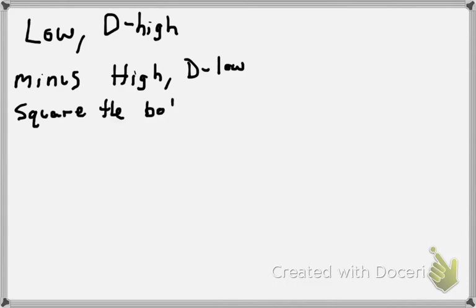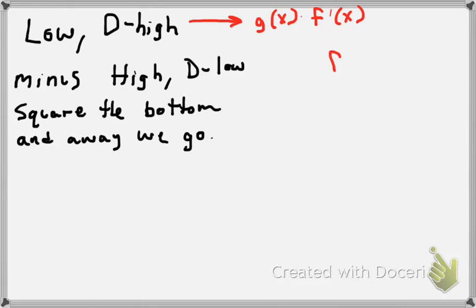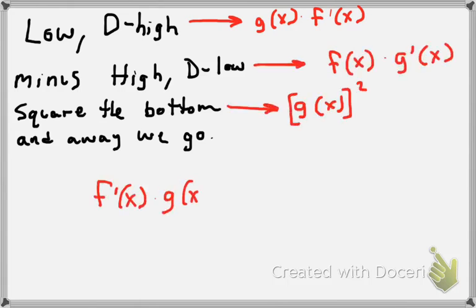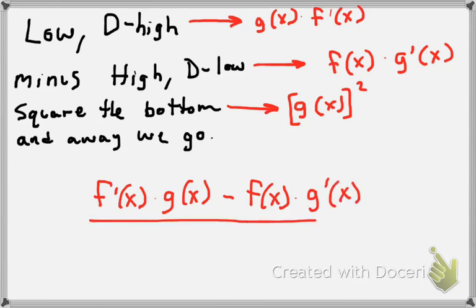This formula is very easy to remember if you can remember the following rhyme: low d high minus high d low, square the bottom, and away we go. This means that we're taking the bottom, multiplying it by the derivative of the top, and subtracting the top times the derivative of the bottom, all over the bottom squared.